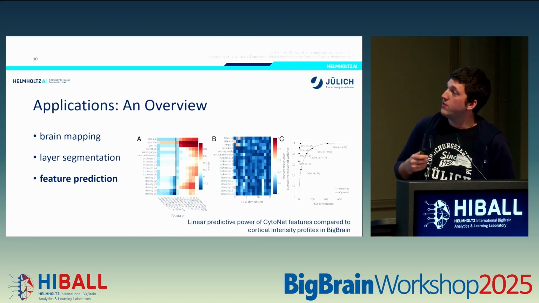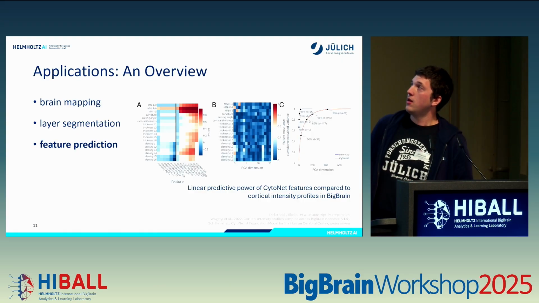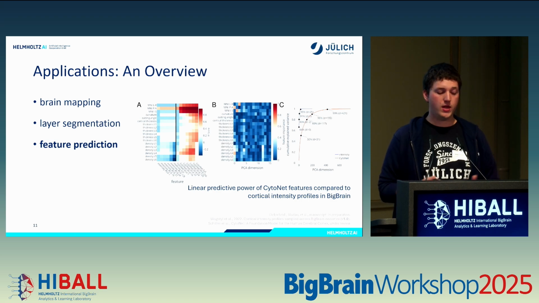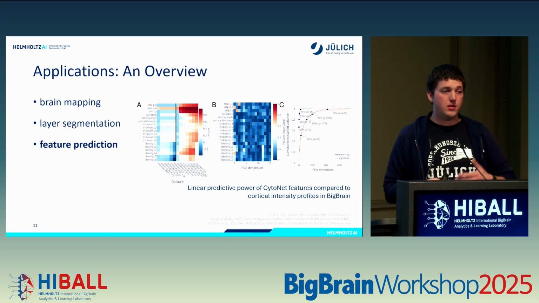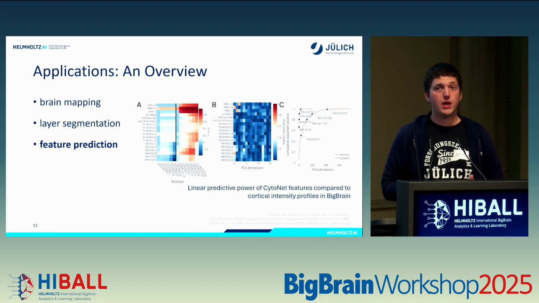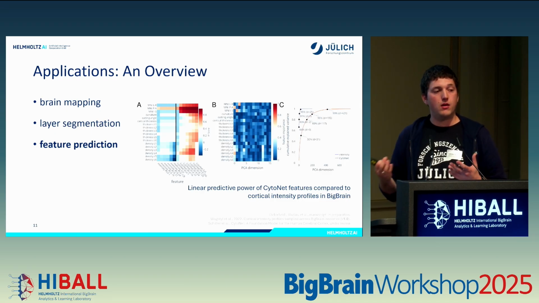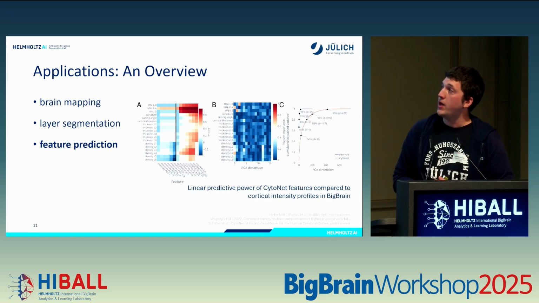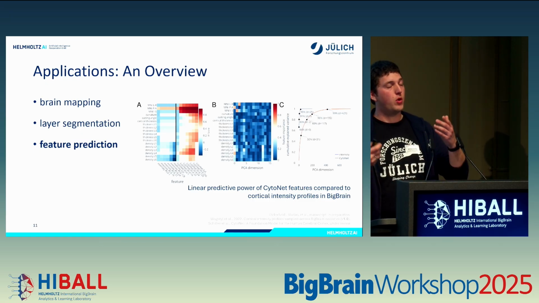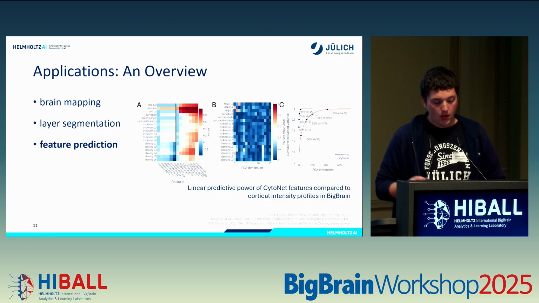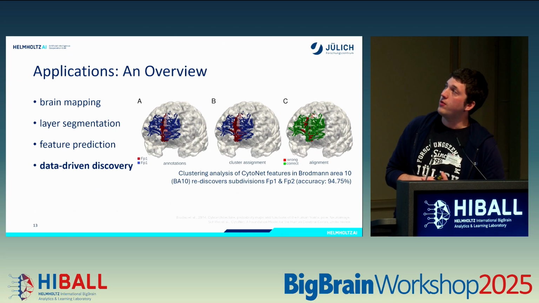We can do what is here phrased as feature prediction, which is kind of a fuzzy term, but think about if you have some measure that you want to predict across the brain, let's say the cell density in a specific layer. We actually find that CytoNet can predict these quite reliably, which could, for example, be used for making whole brain maps of a specific layer density. And this actually works, what we compared here, better than, for example, using the popular intensity profiles that you can simply extract from the images.